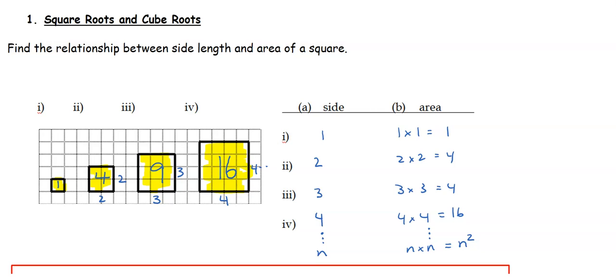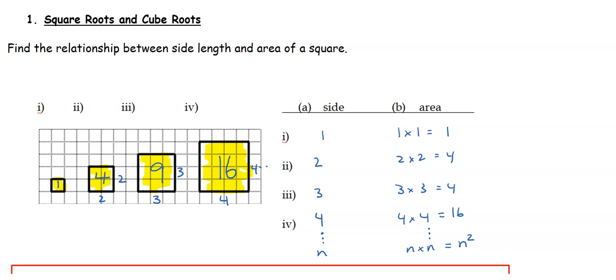In this lesson, we are going to revisit our square roots and cube roots. Let's start with our squares and square roots. If I have some visuals here, I have a square of side length 1, a square of side length 2, 3, etc. If you know the side length, and you multiply it by itself, you get the area of the square, right?